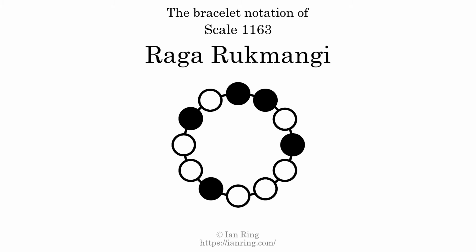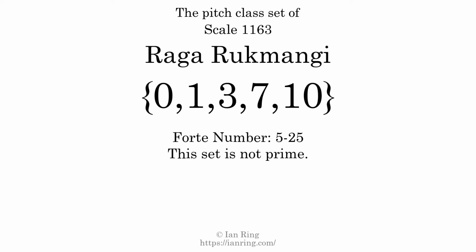This is a bracelet notation diagram of scale 1163. The shaded circles represent tones that appear in the scale, and they are read clockwise, starting at the top. The pitch class set for this scale is 0, 1, 3, 7, 10. The forte class is 525. This set is not prime.